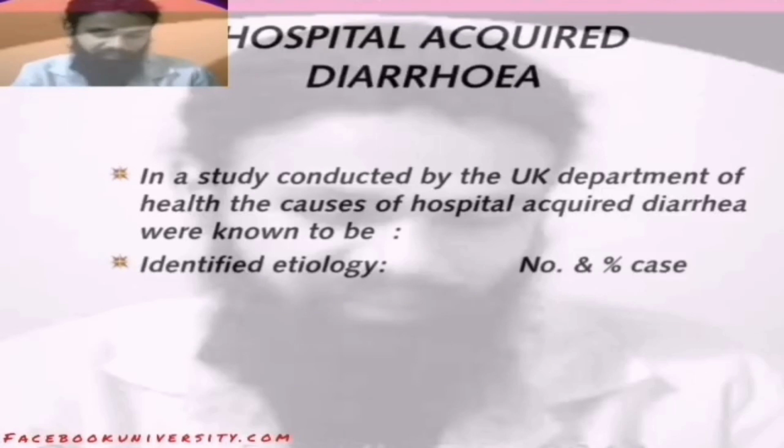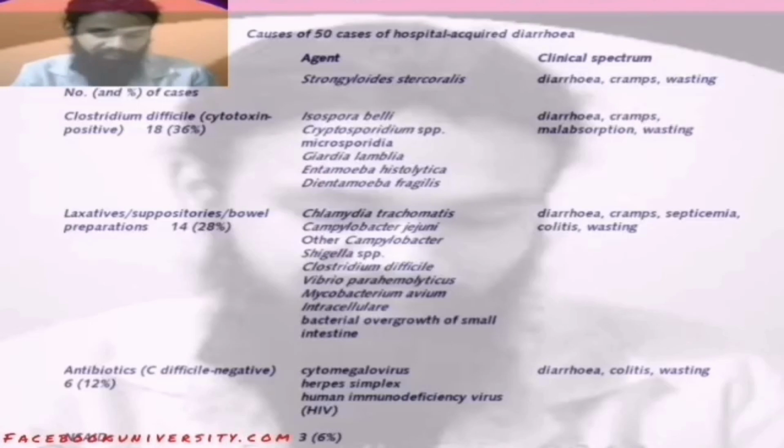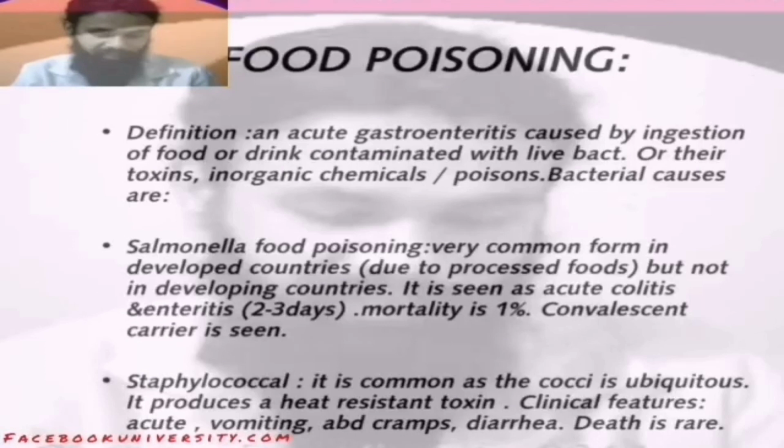Hospital acquired diarrhea. Food poisoning. Definition: an acute gastroenteritis caused by ingestion of food or drink contaminated with live bacteria or their toxins, inorganic chemicals, or poisons.